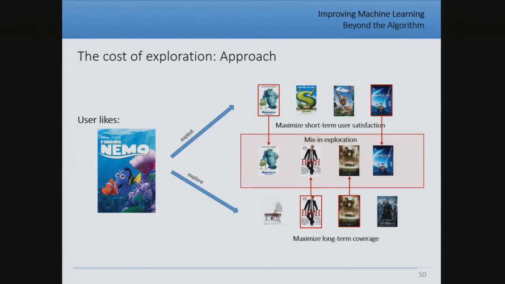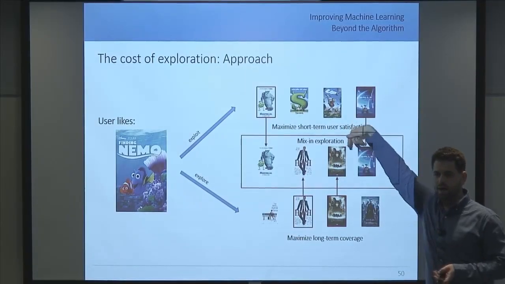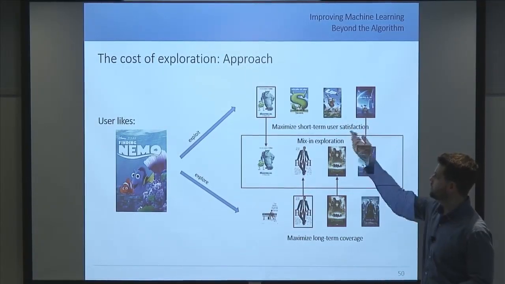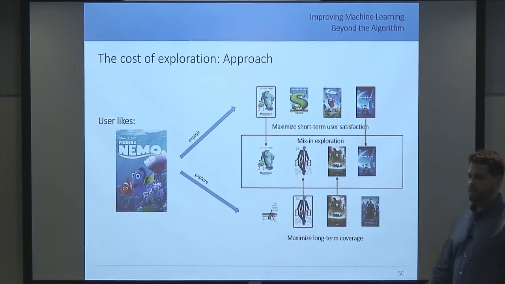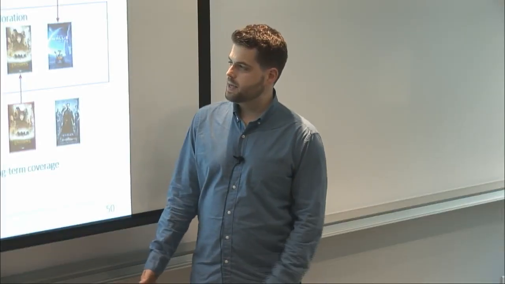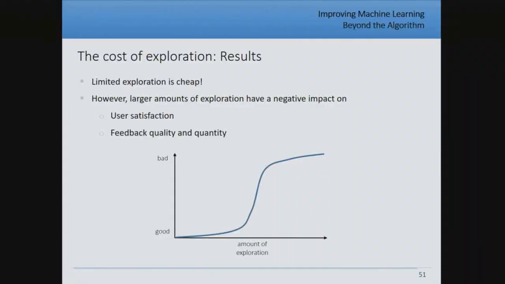And so what we did is we created what's called mix-in exploration, where we mixed in items from the exploration policy into items from the exploitation policy, which was just a content-based recommender. And then we looked at how people behaved, as well as their satisfaction and the feedback signal.